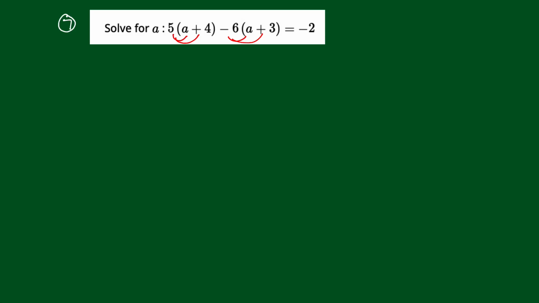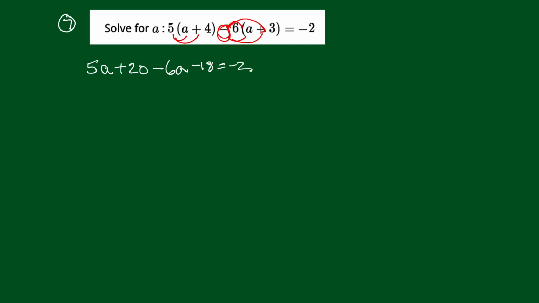So doing so, we will get 5 times a, I'll write as 5a, plus 5 times 4 is a 20, minus, now here's what I'm doing. I'm taking negative 6 and multiplying it to the a, right? So I'm going to get negative 6a, and now I'm taking negative 6 and multiplying it over to the 3. Negative 6 times 3 is negative 18. So minus 18 equals negative 2.